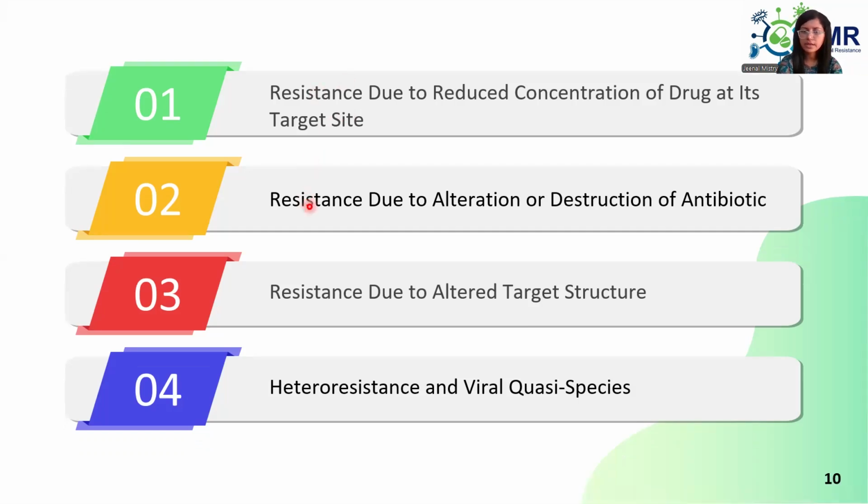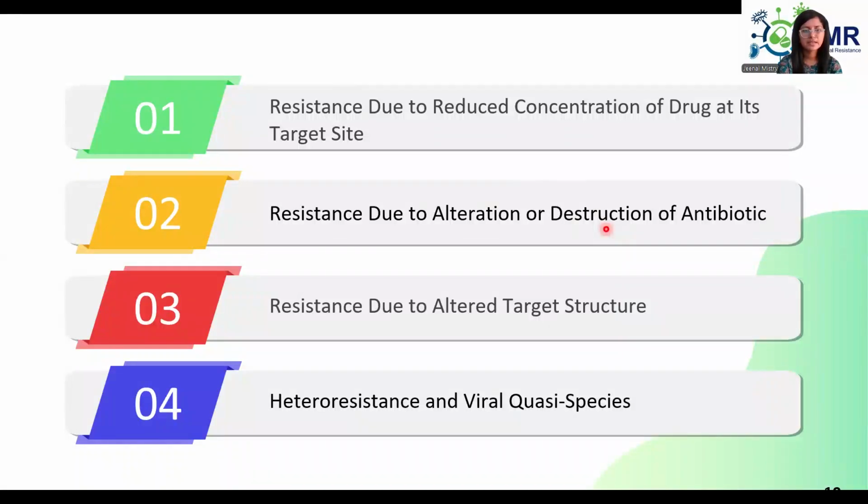Second, resistance due to the alteration or destruction of the antibiotic. I'm giving the example of beta-lactamase. Drug inactivation is a common mechanism for drug resistance. So, a beta-lactam antibiotic is inactivated through the function of the lactamase enzyme. Over 1,000 distinct beta-lactamases have been identified.